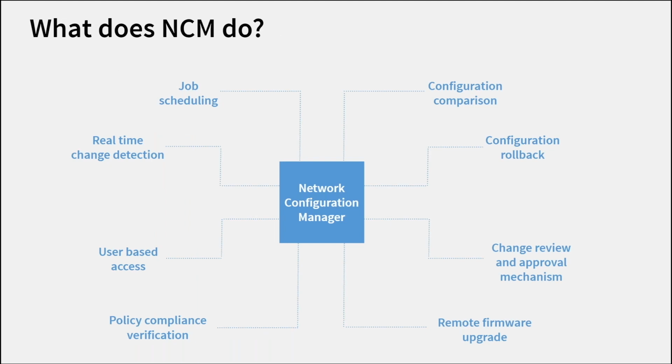You can schedule various network operations like backup, compliance checks, and so on. You can also compare configurations, 2 different versions of configurations of the same device or of different devices. And then you have real-time change detection, where NCM detects any change made by users in real time and triggers a backup. Then you have the configuration rollback, where you can set up a rollback mechanism so that no changes are made to your critical devices. And then you have user-based access, where every user in the network is given a scope of devices. So these users will only be able to manage and make changes to the configuration of only those devices in their scope.